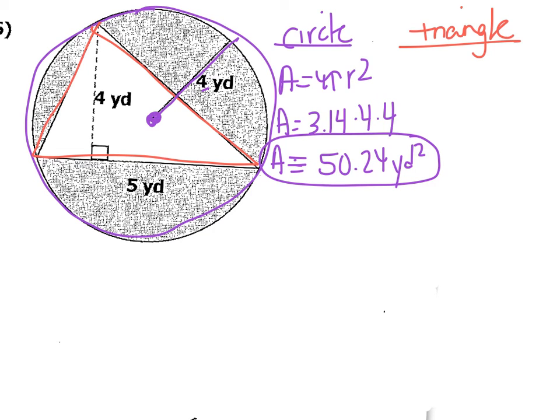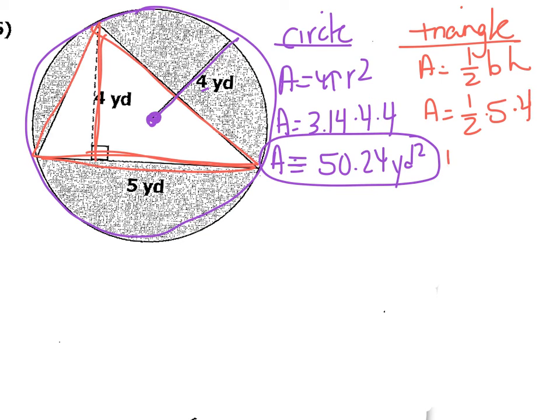All right, the area of a triangle. That is 1/2 base times height. And the base of the triangle would be 5. And the height of the triangle is right here, would be 4. So to work that out, half of 4 is 2, and 2 times 5 is 10. So the area of that triangle is 10 yards squared.